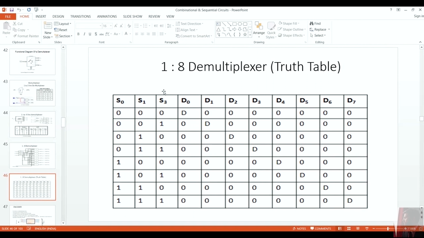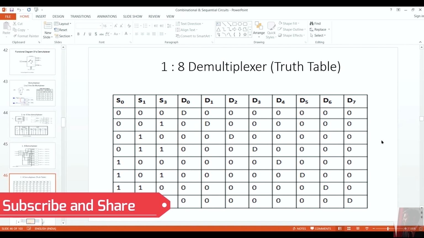I hope this is clear. And if you see over there in these select lines, S0, S1, and S2, it is written as S3, is it S2? You could write S3 also, not a problem, but keep a pattern S0, S1, and S2. I'm writing from 0 to 7.